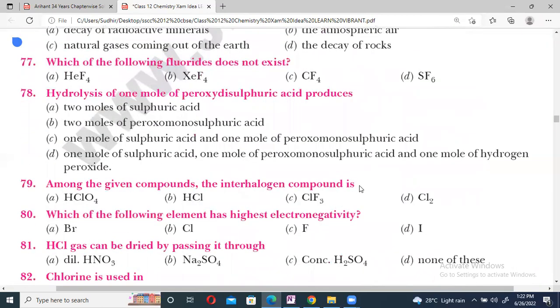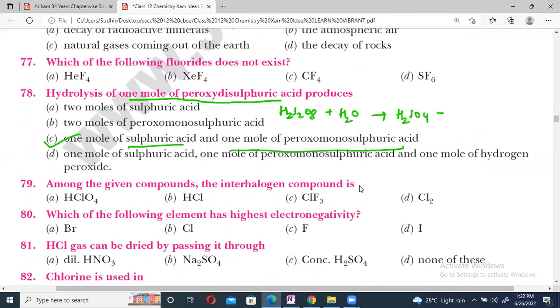78. You can see it in 78. Hydrolysis of 1 mole of peroxodisulfuric acid produces what? 1 mole of sulfuric acid and 1 mole of permonosulfuric acid. That means H2S2O8, when you do the hydrolysis, gives H2SO4 plus H2SO5. Option C.